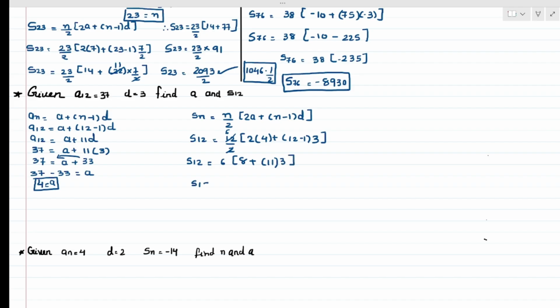So now calculate this. S12 is equal to 6 times (8 plus 11 threes are 33). Now add 33 plus 8, you will get 41. So S12 is equal to 6 multiplied by 41. So multiply 6 with 41. What will be your answer? S12 is equal to 246. This way I got my value of S12, which was asked in my question.